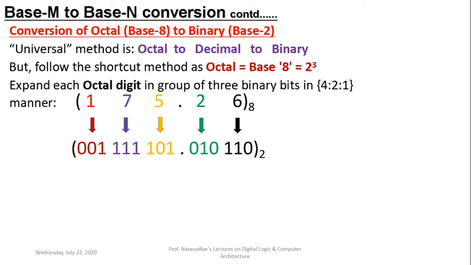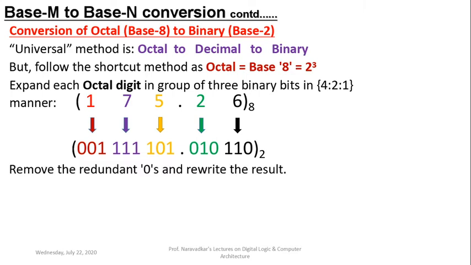So once we get those octal digits expanded into their corresponding 3 bits of binary each, then remove the redundant zeros and rewrite that corresponding result. Now what I mean by redundant zeros here: in the expansion string which we got just above, you will find 0 0 1 1 1 1 1 0 1 point 0 1 0 1 1 0.